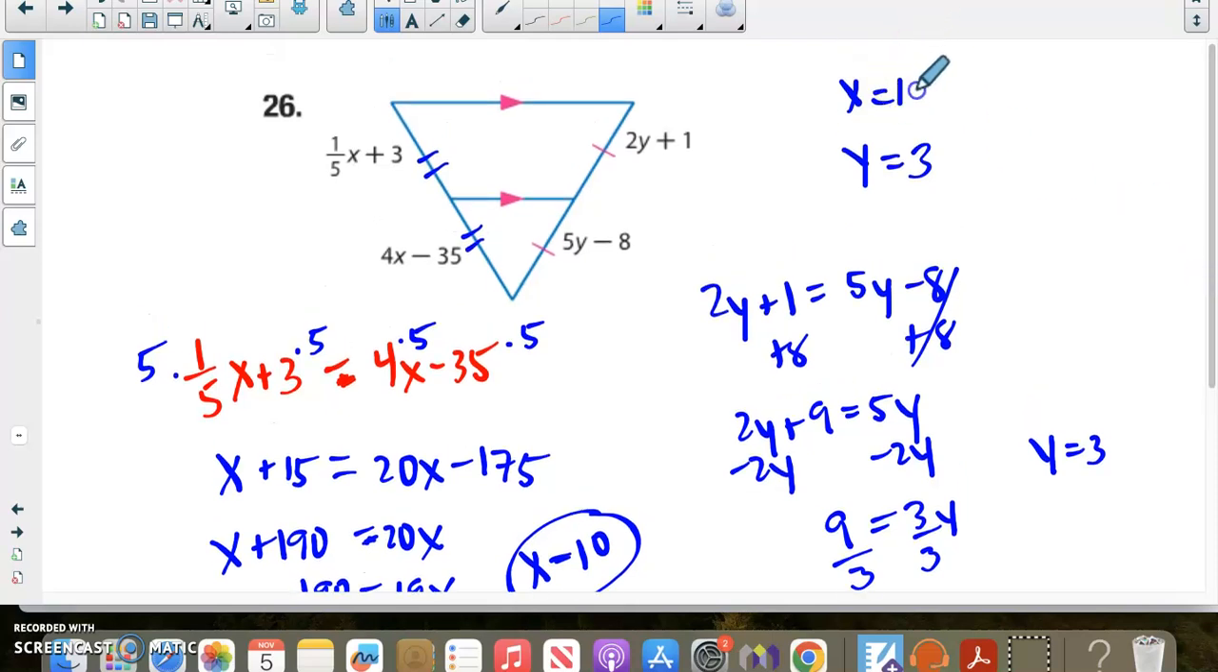So that's all I have for you. Very simple corollaries, rules that we are using with our parallel lines and proportional parts.